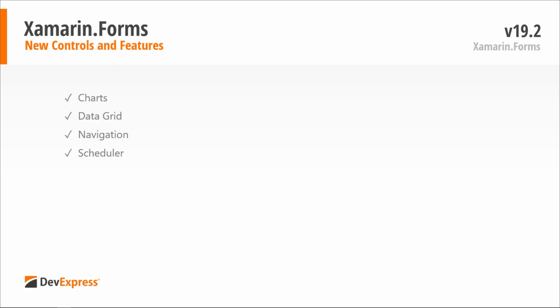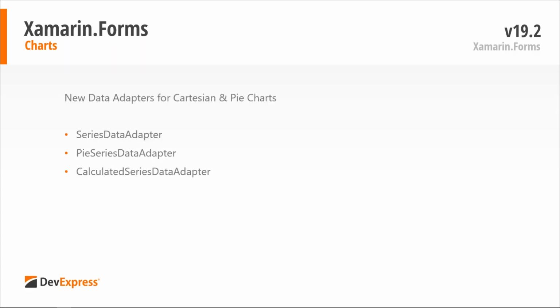As we step forward and look at the charts, we've got some new data adapters for both the Cartesian and pie charts. So there's a series data adapter, a pie series data adapter, and a calculated series data adapter. They basically support data collections implementing our binding list or INotifyCollectionChanged, and allow you to bind IList, IList of T, and DataTable collections directly. You don't have to implement any custom data adapters.